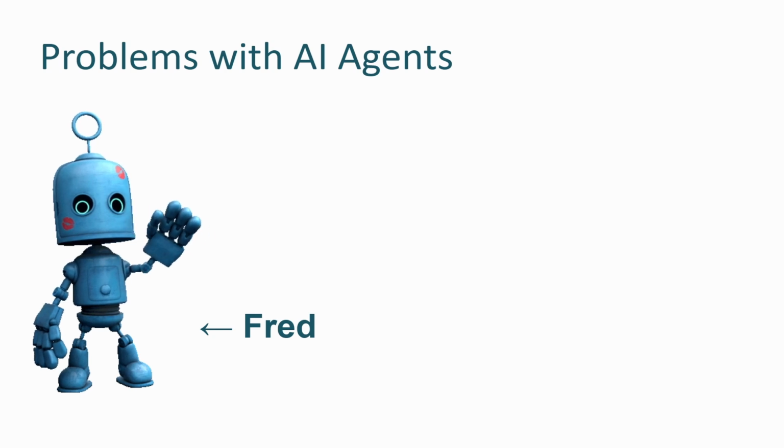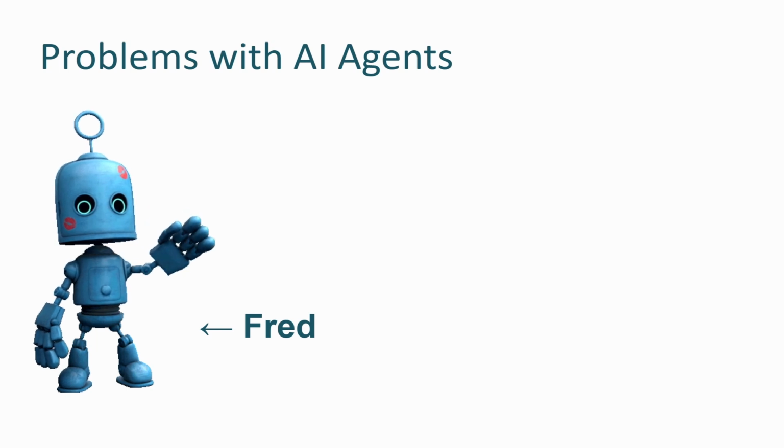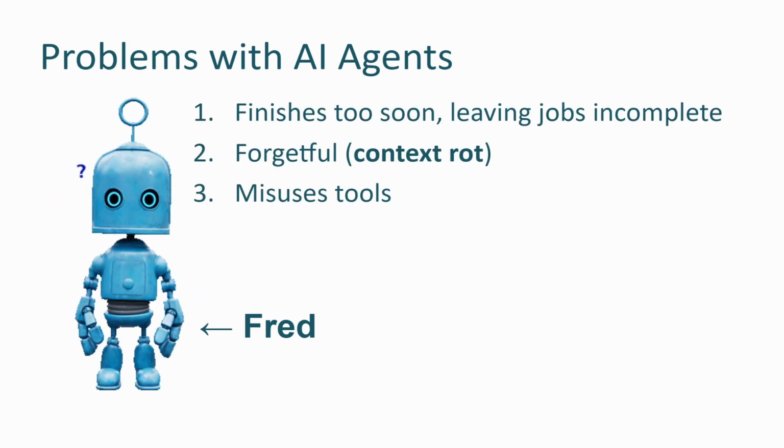Now, before I discuss the harness, let me introduce you to someone. Meet Fred. Fred is an agent. Fred is enthusiastic, and he wants to get things done. Right now, Fred is trying to complete a complex multi-hour task for you. But Fred has a problem. Actually, he has several problems.